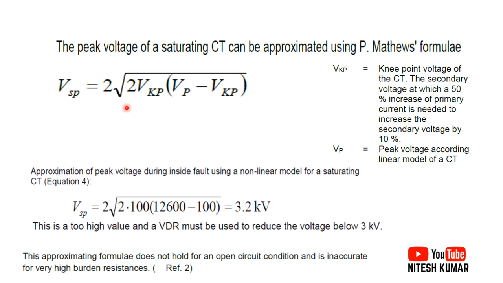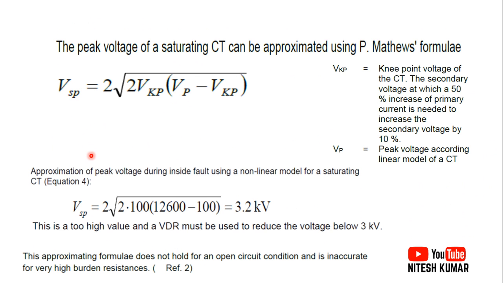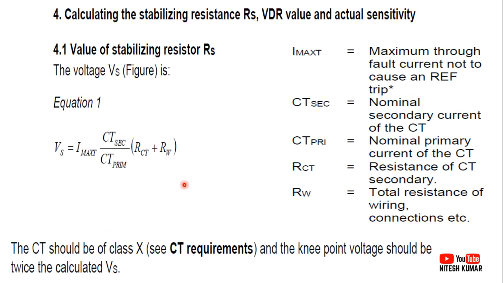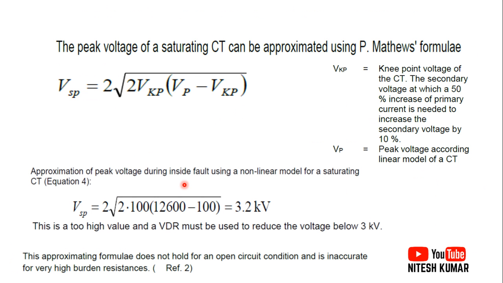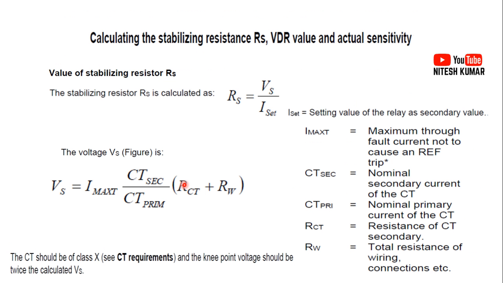There you can use 2 into root over 2 into knee point voltage. VKP is the knee point voltage, bracket VP just we have found. This is VP, that means the peak voltage during inside fault. Okay, this value you have to put here and minus knee point voltage. So just see here, using that value you can find out the voltage developed in the CT secondary, and then here we will see how to find the value of the stabilizing resistor.